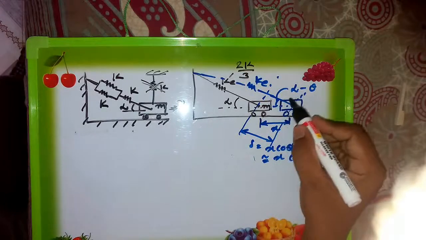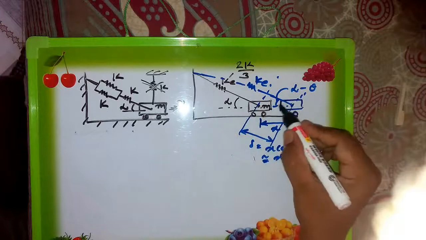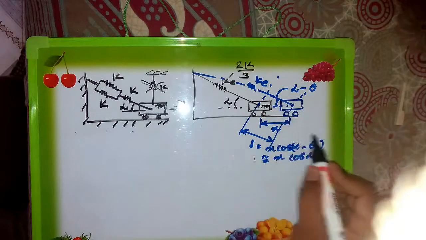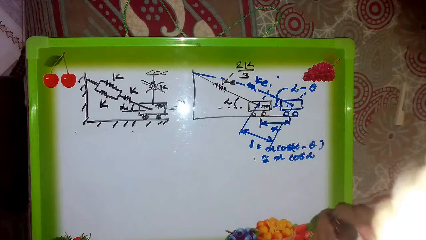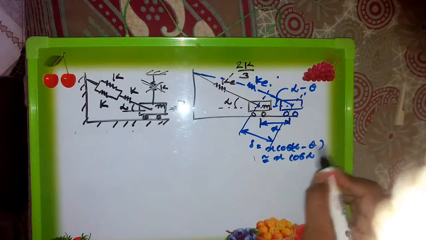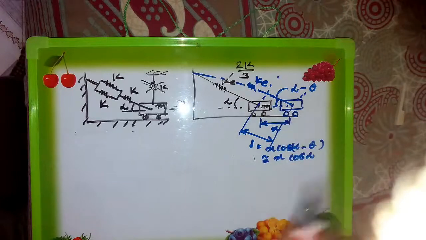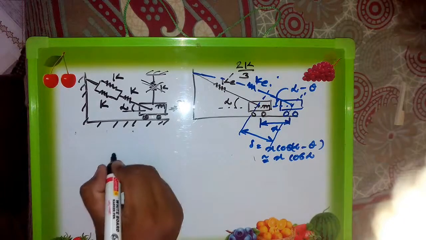Now this is alpha. It means that the initial angle is alpha. It is reduced by some margin, but since the displacement is very small, in microns or maybe in millimeters, this theta is very small. So we consider the change of angle is very small. So we consider delta is equal to x cos of alpha for simplicity. So how to find out the force next?